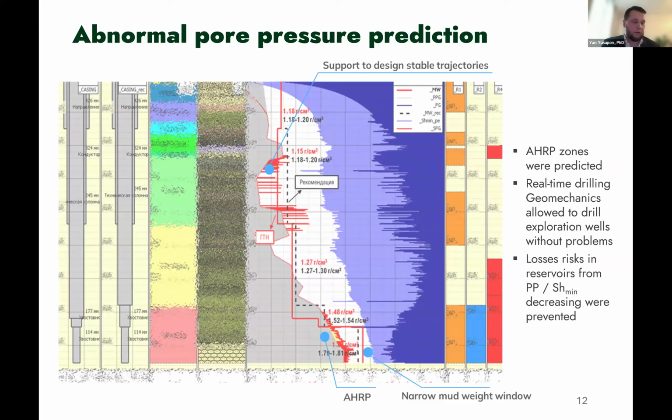This is a typical example of a risk map. And sorry, not a risk map. This is a typical well section for prediction of abnormal pore pressure. We can see that in the lower parts of the well, we see abnormally high reservoir pressure, and this allows us to increase the mud weight to avoid kicks in the lower part of the well and drill the well successfully. So real-time drilling geomechanics allowed us to drill an exploration well without any problem using pore pressure prediction. So losses risk in reservoirs from PP and SH min decreasing were prevented too.